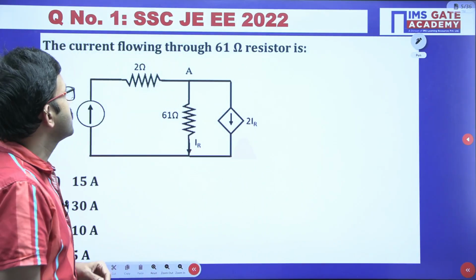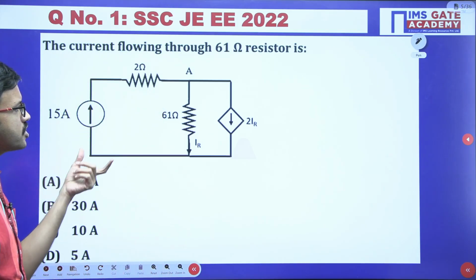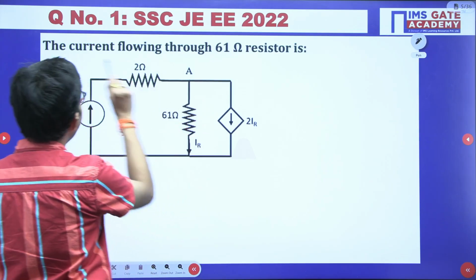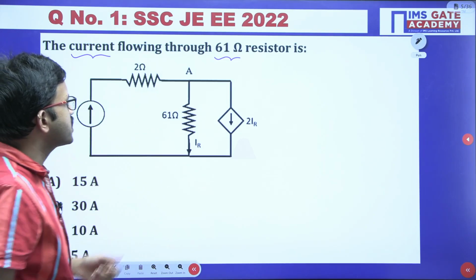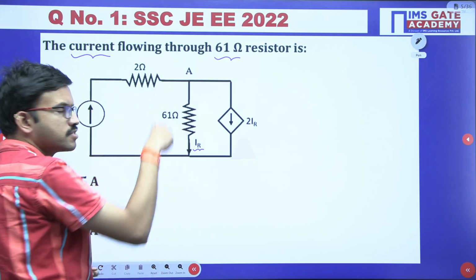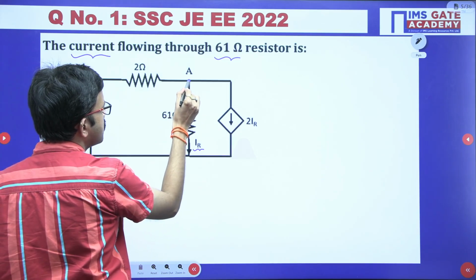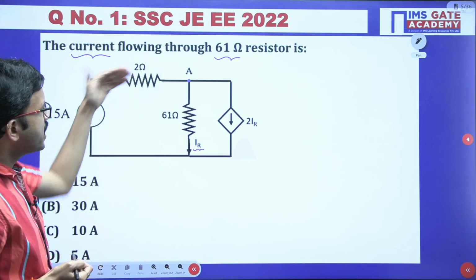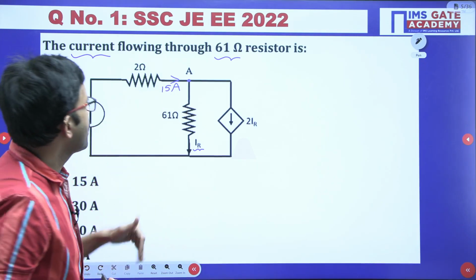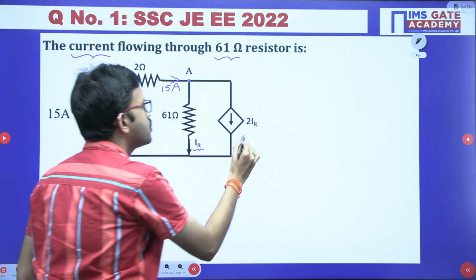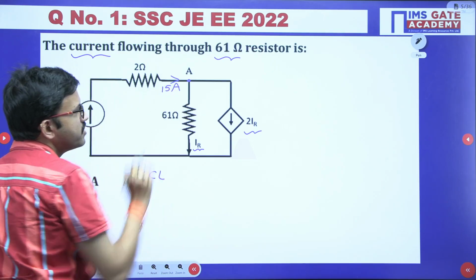This is a question asked in SSC JE in the 2022 paper. Here you have the circuit diagram like this. You have to find the current flowing through the 61 ohm resistor, with the current direction mentioned top to down. So we have to calculate this current value. If you carefully observe, in this particular branch 15 ampere current is entering, right? And in this branch and this branch together, 3 IR current is leaving. That means we are applying KCL at this particular node, at node A.